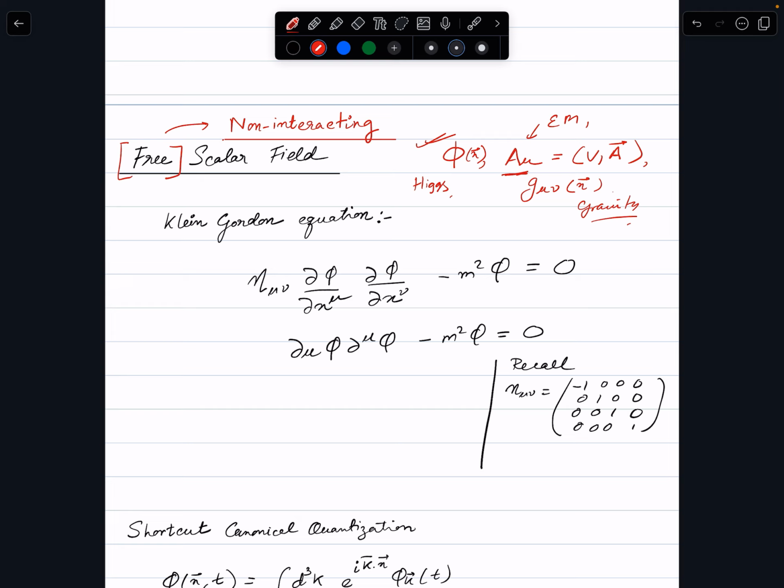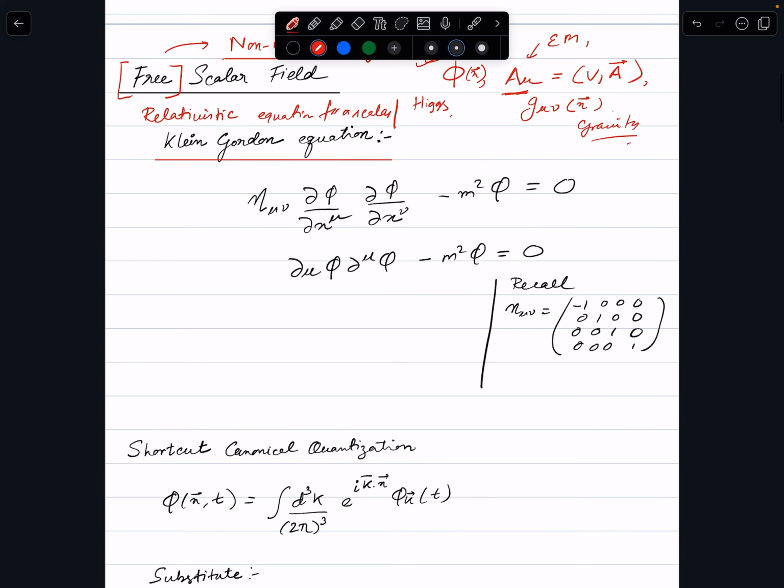So for a scalar, the simplest and the only quadratic equation that you can write for a free field is the Klein-Gordon equation, relativistic and second order. Higher order equations are the problem. So we want a relativistic equation for a scalar, and the simplest one is given by the Klein-Gordon equation. This is the Klein-Gordon equation that I have written here.